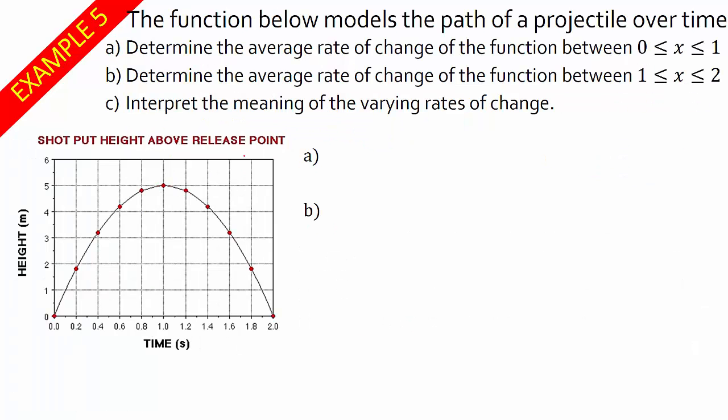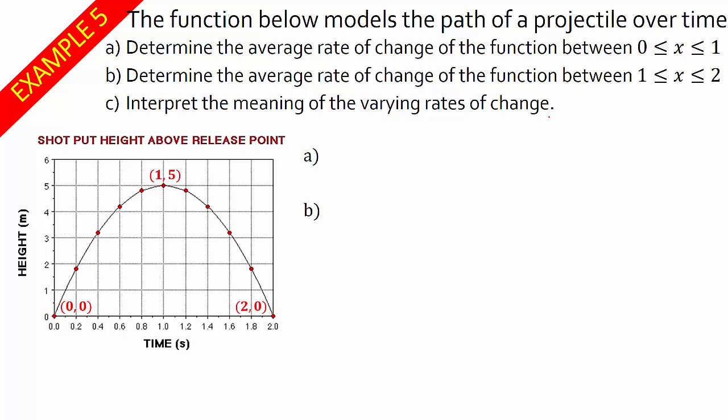Last example. The function below models the path of a projectile over time. We want to determine the average rate of change of the function between 0 and 1. We want to determine the average rate of change of the function between 1 and 2 and interpret the meaning of the varying rates of change. So I would suggest labeling those 3 points when x is 0, x is 1, and x is 2. It'll make it easier.